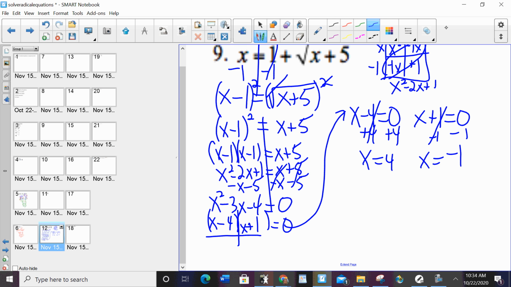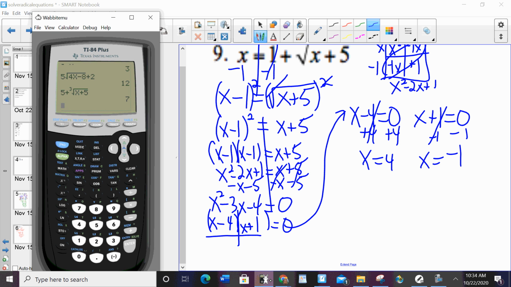So again, I'm going to check in the calculator because I find it to be the most efficient way to do that. I'm going to start by checking 4. So I'm going to store 4 as x. I'm going to check it in the original equation. So my left-hand side is just x. My right-hand side is 1 plus radical x plus 5. Basically, I need them to match up. Do they match up? Yes.